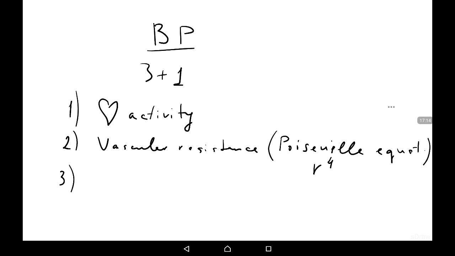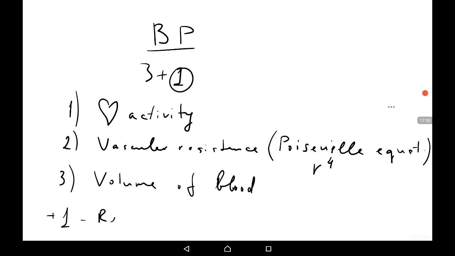Third factor is the volume of blood. The blood volume may decrease due to the blood loss, for example. It may also increase. So this factor is important. The more is blood volume, the higher is blood pressure, the general rule. And plus 1. So what is the additional factor? Additional factor is redistribution of blood.